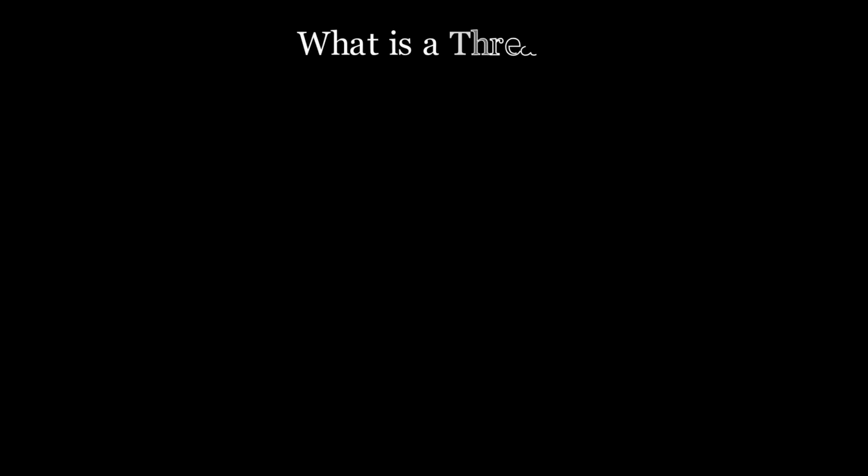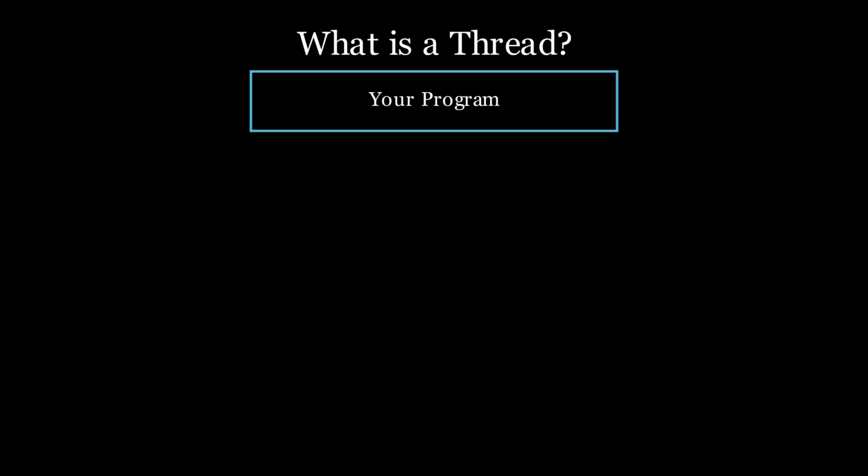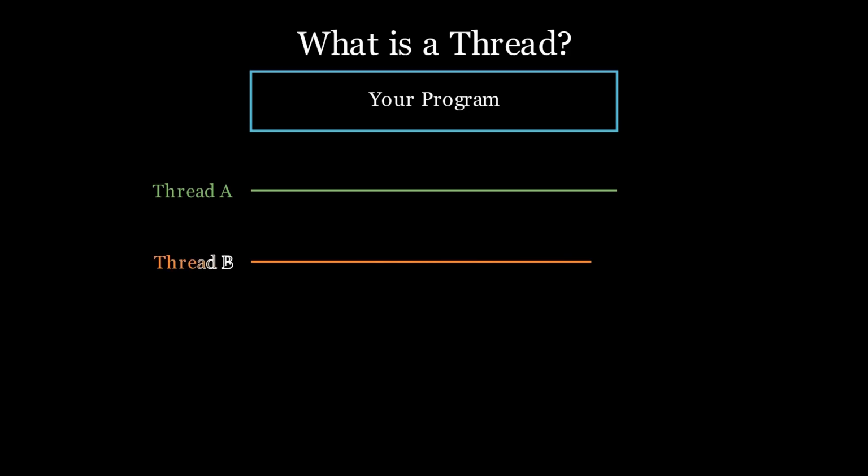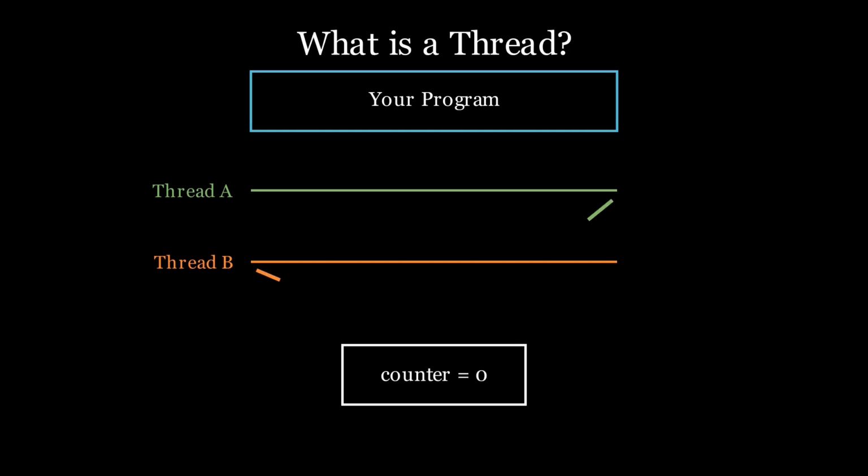Before we get to the bug, let's define a thread. A thread is a sequence of instructions your program executes, and a program can run multiple threads at the same time, genuinely simultaneously if you have multiple CPU cores. Here's the important part. Threads within the same program share memory. If thread A and thread B both need to update the same variable, they're both reaching into the exact same box in memory. Nothing stops them from doing that at the exact same moment.